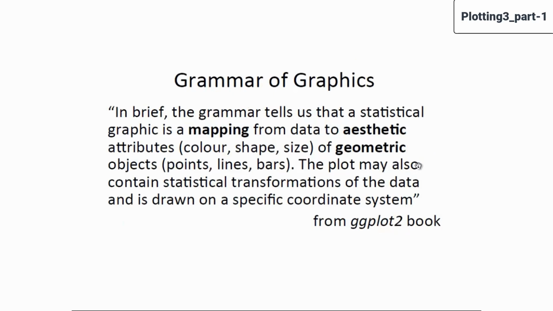So grammar of graphics as described by Leland Wilkinson. In brief, the grammar tells us that a statistical graphic is a mapping from data to aesthetic attributes, color, shape, size of geometric objects, points, lines, bars. The plot may also contain statistical transformations of the data and is drawn on a specific coordinate system. So this is taken from the ggplot2 book. I'll give you the reference later, which you can use for further reading purposes.